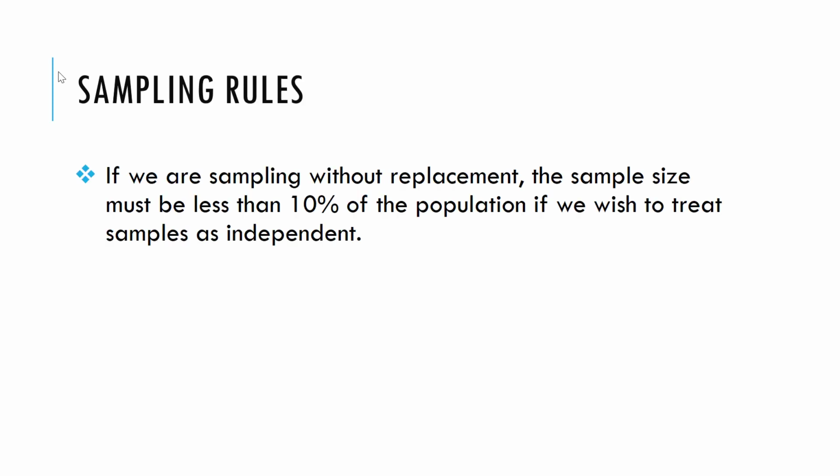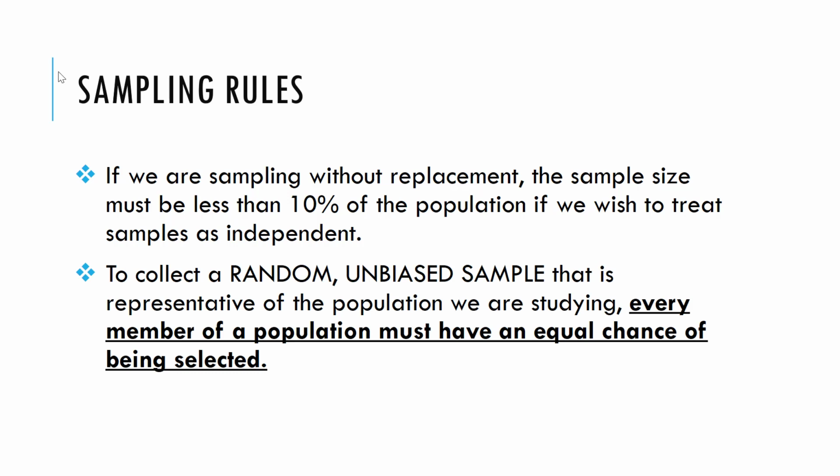Here are some sampling rules. If you are sampling without replacement, the sample size has to be less than 10% of your overall population if you want to treat the samples as independent. To collect a random unbiased sample that is representative of the population you're studying, every member of a population must have an equal chance of being selected. These sampling rules will be more thoroughly developed and emphasized as you continue statistics.